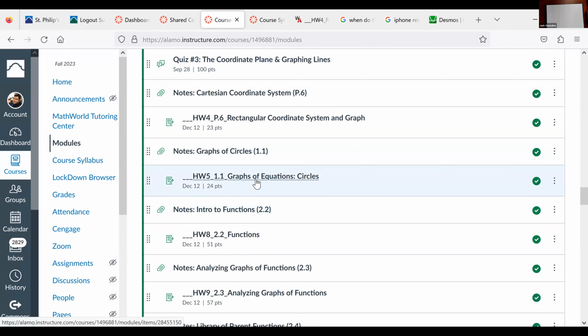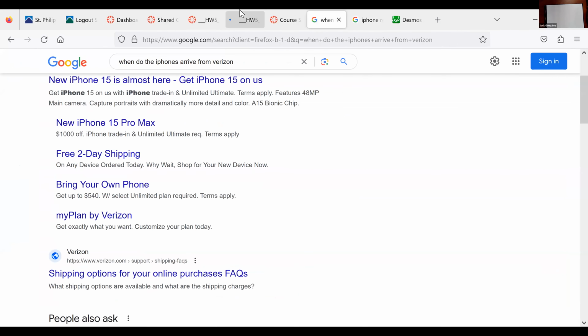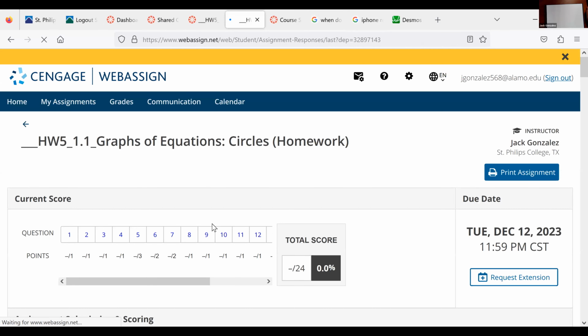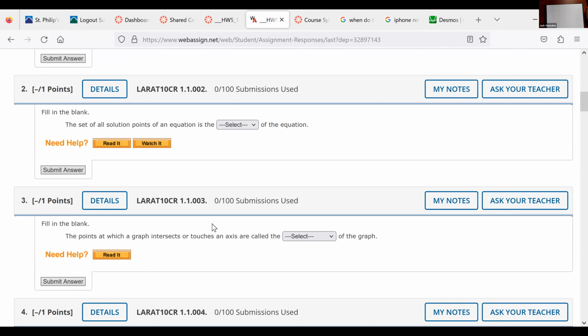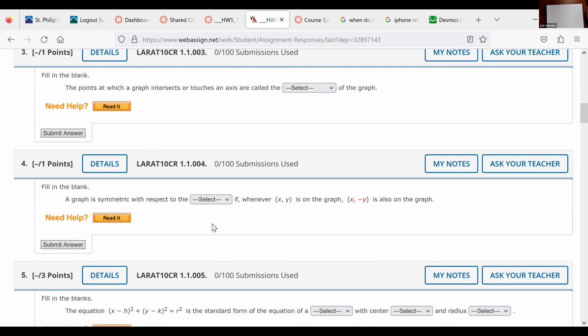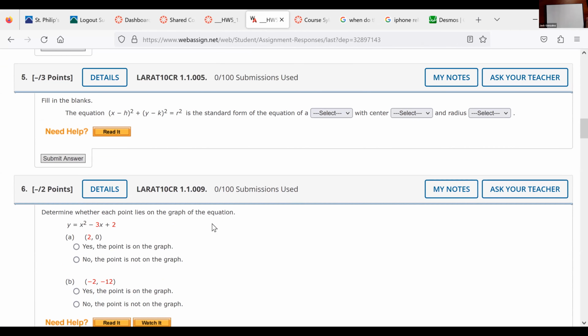Okay. Let's look at circles. Okay. So for your notes, you're going to need this right here. This is the standard form for an equation of a circle.